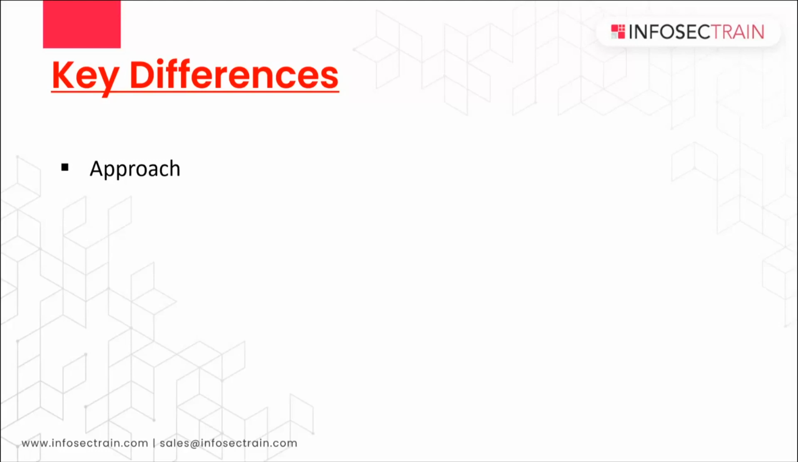What about redundancy? The approach of redundancy involves creating duplicate components or systems that can take over if the primary component or system fails. So the first difference is their approaches. Their approaches are totally different. Then what about the next? Their purpose.